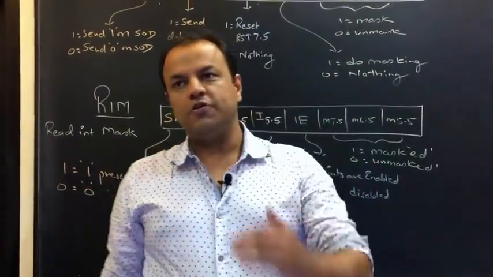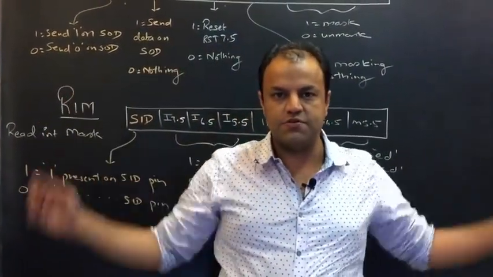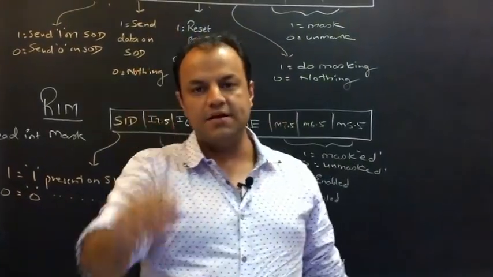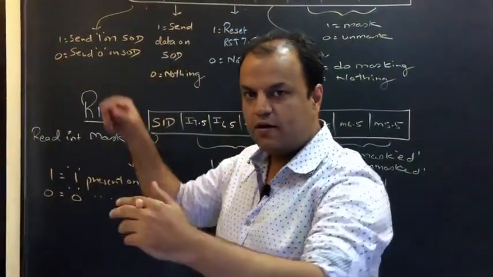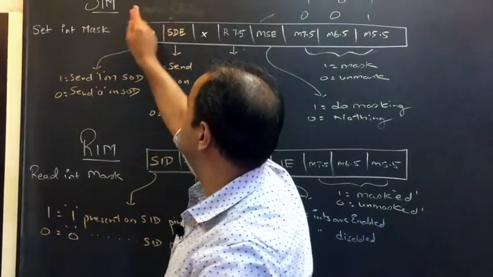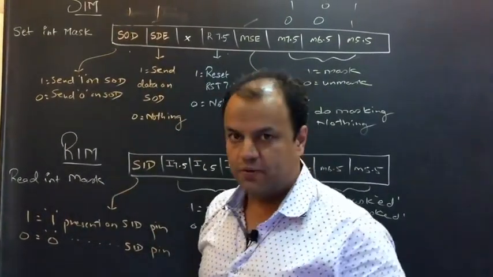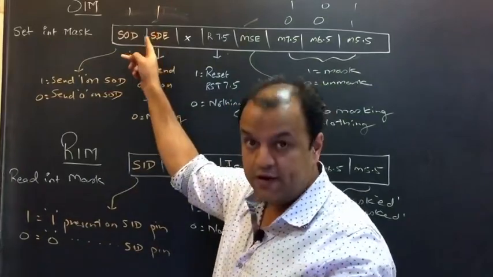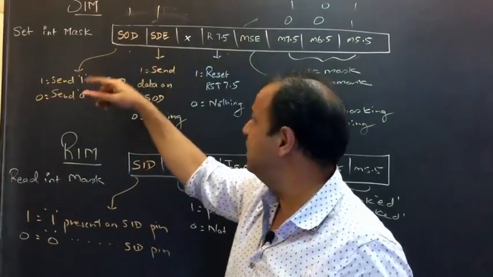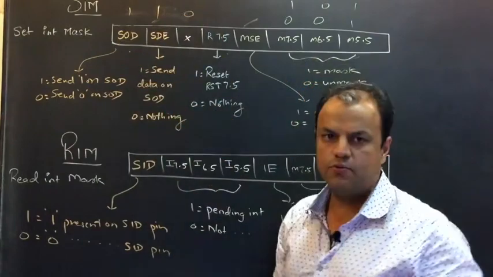Similarly, suppose I am using the SIM instruction to send serial data. Let's say I want to send a 1. Okay, send a 1 on the SOD pin. Since I want to send a 1, I will keep this bit 1. Since I want to send, I will keep this bit 1. You understood the difference, right? This says send and this says send a 1. Are you clear? This is don't care, you can keep anything you want, doesn't matter.